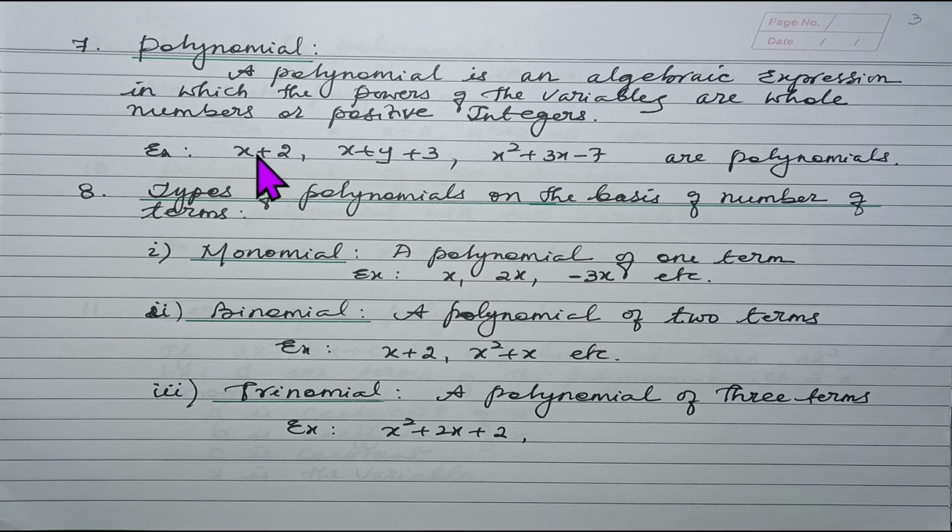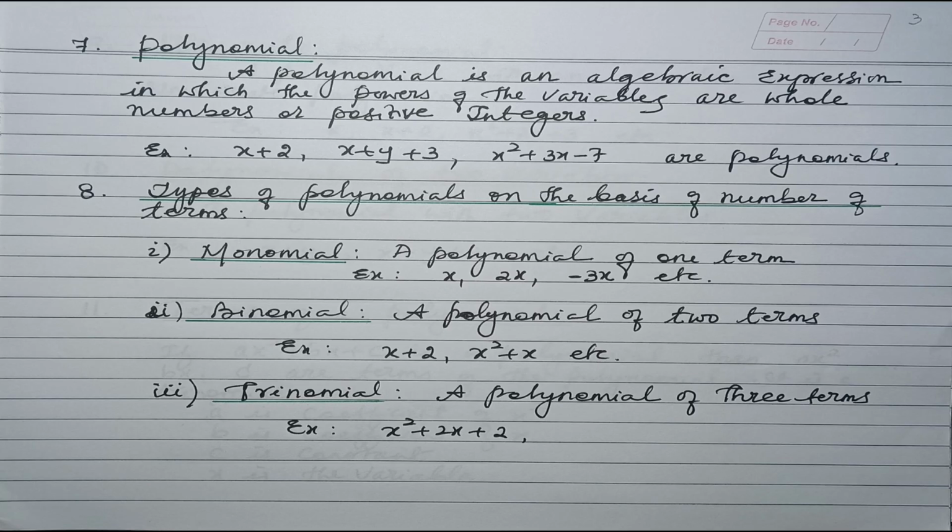x plus 2 is a polynomial because the power of x is a whole number or a positive integer, that is 1. Similarly, x plus y plus 3 is also a polynomial because the powers of x and y are 1 and 1, that is whole numbers. x square plus 3x minus 7 is also a polynomial because the power of x is 2 and the power of x is 1, again whole numbers or positive integers. Please remember, if the powers are not whole numbers or positive integers, then they are not polynomials.